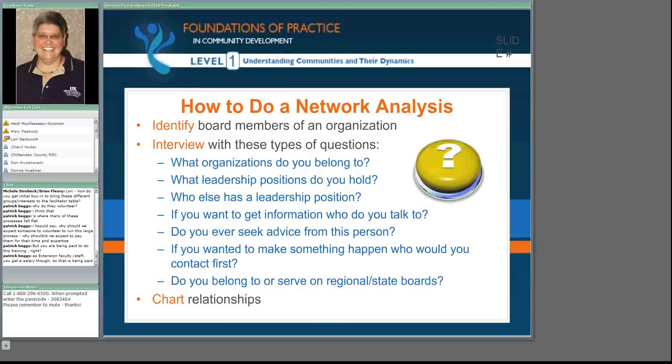If you want to get information about a topic, about hosting or bringing in, whether there'd be support in the community to bring in a big name act to the community for benefit performance, who would you talk to? Who do you seek advice from around this topic? If you wanted to make that benefit concert happen, who would you contact first? And then do you belong to or serve on regional or state boards of any kind of arts-related organization? And then literally, you could chart the relationships, okay?